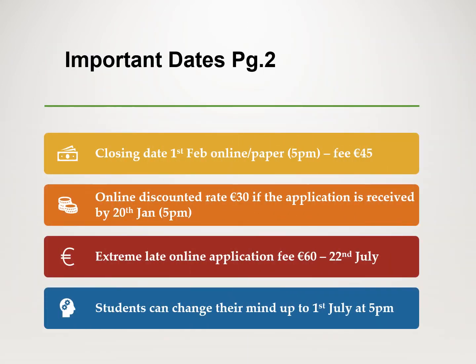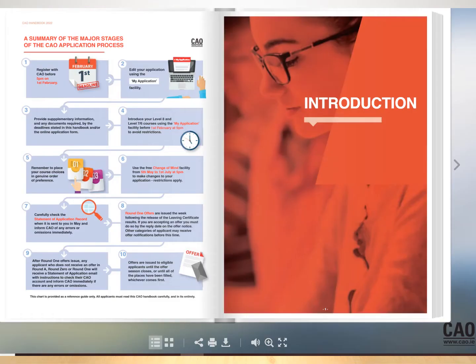Important dates. The normal closing date is the 1st of February online, and for the paper one at 5 o'clock, and the fee is €45. The online discounted rate is €30 if your application is received by the 20th of January at 5 o'clock. The extreme late online application is the 22nd of July, but the fee goes up to €60. Students can change their mind up to the 1st of July at 5 o'clock. Now that's assuming it's not a restricted course.